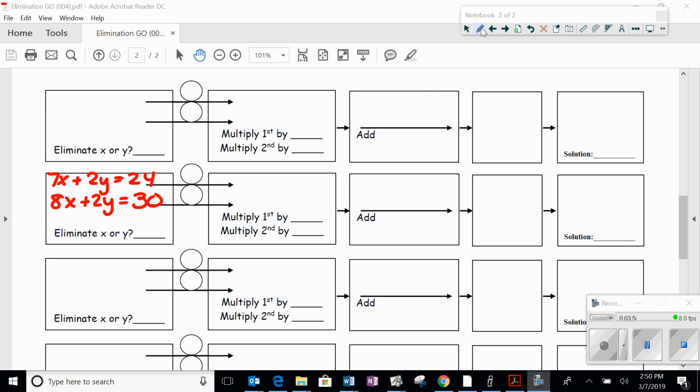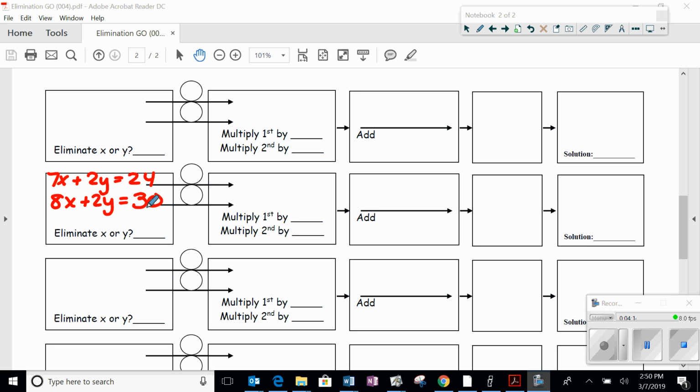Okay, let's look at another example. This time I have 7x plus 2y equals 24. And we have 8x plus 2y equals 30. So one, ask yourself if it's in standard form. Are the x values lined up? Are the y values lined up? And are the constants lined up?